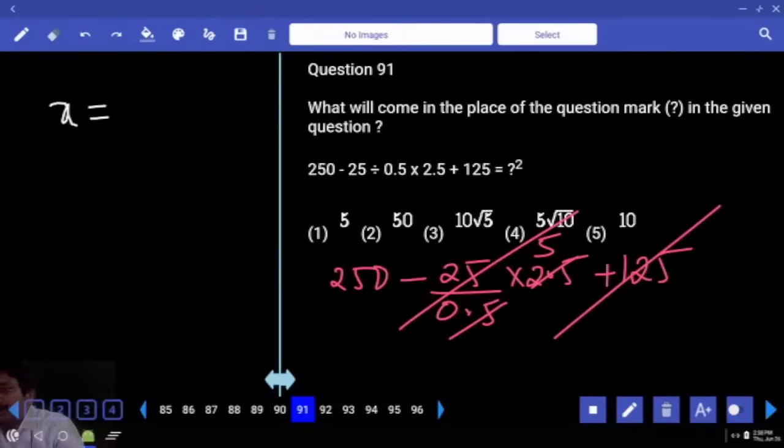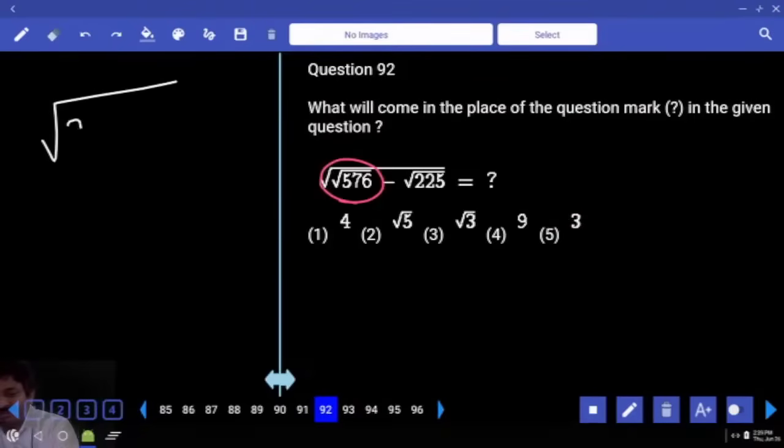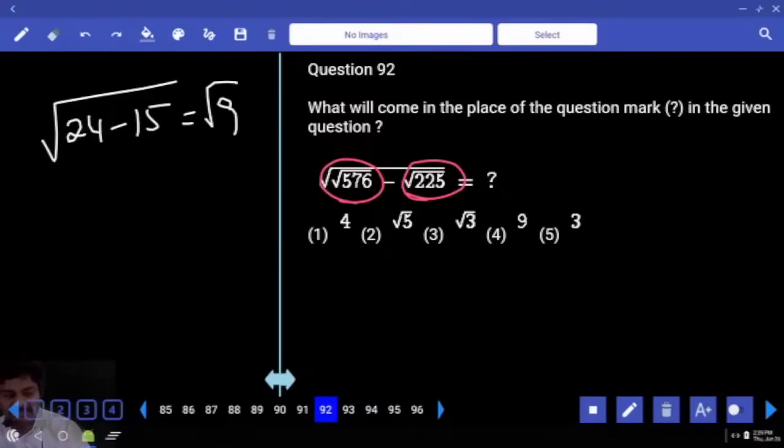Then x is equal to root 250, under root of 25. If it comes out, it becomes 5. Still you have root 10. 5 root 10. Under root of root 576, 24, minus root 225, root 9, 3. Fifth option.